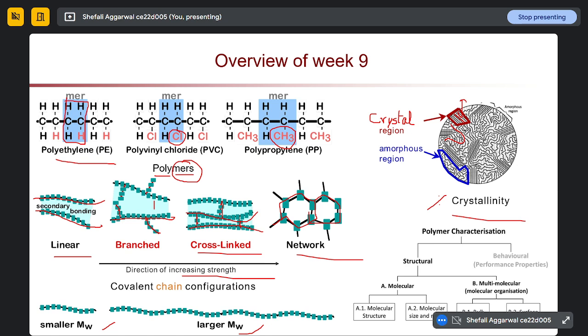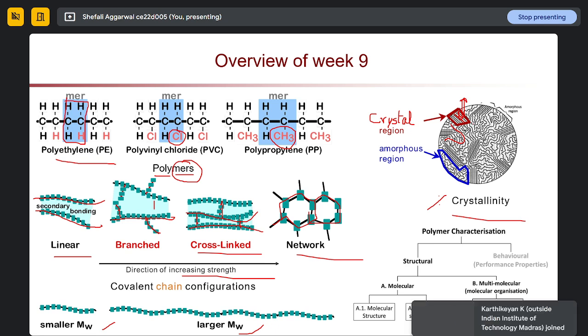And how can we increase this crystallinity percentage? We can increase this percentage by annealing our material. You remember annealing, right? Annealing is when we are increasing the temperature and slowly cooling it down. In that way, we can increase the crystallinity of your material.